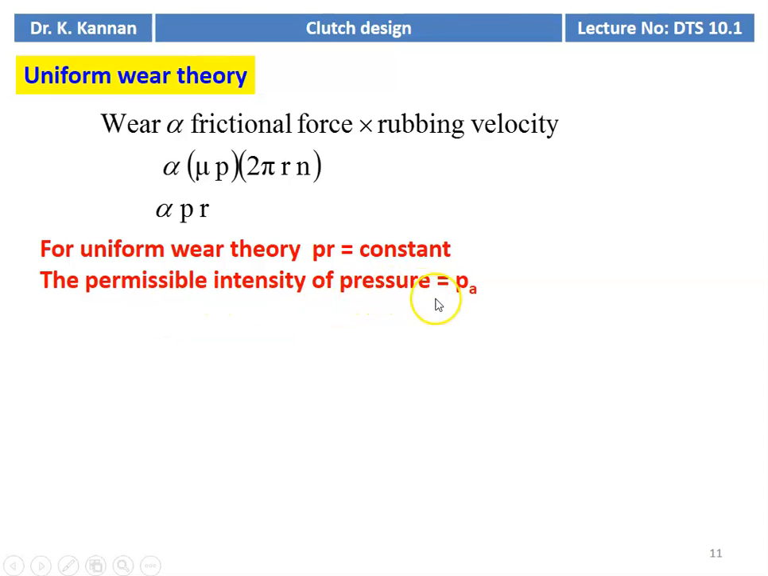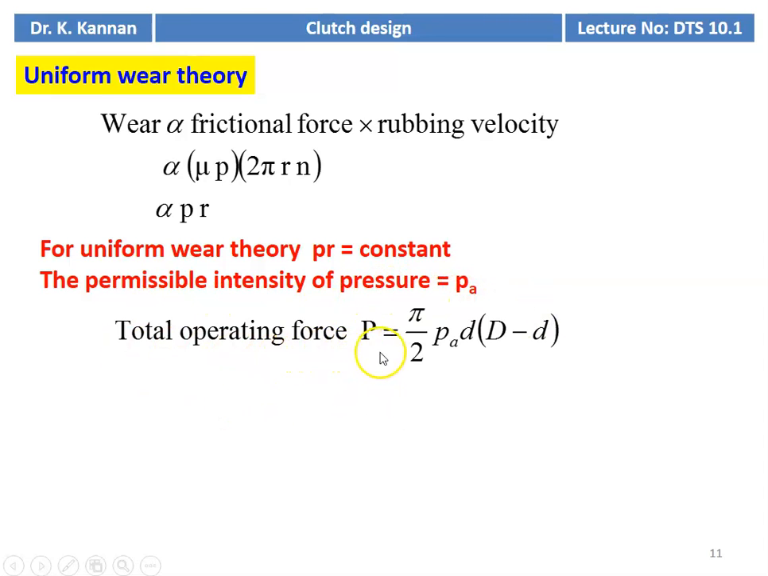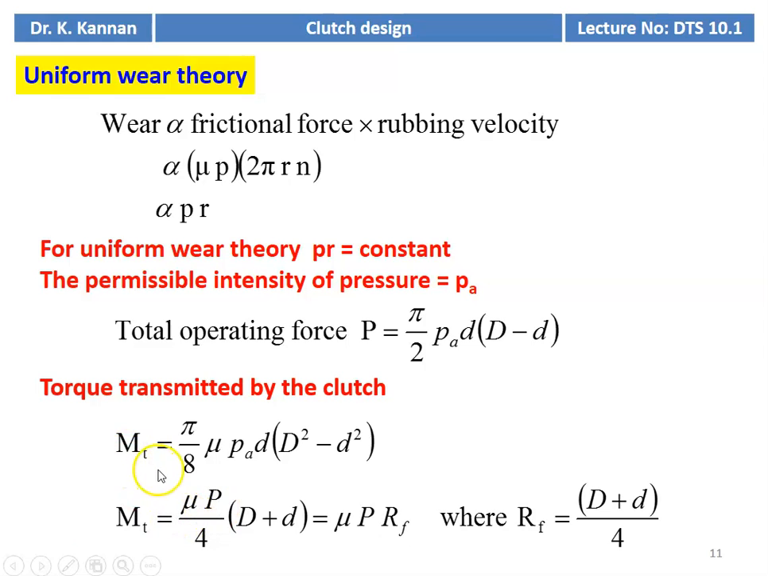So, the permissible intensity of pressure equal to P A. Then the total operating pressure P equal to pi by 2 P A d into (capital D minus small d). And the torque transmitted Mt equal to pi by 8 mu P A d into (capital D square minus small d square), and substituting capital P from the previous equation, Mt will be equal to mu into capital P by 4 into (capital D plus small d), which is equal to mu capital P into Rf. So, Rf is the reference radius, (capital D plus small d) divided by 2. This final equation is also important for calculating the torque transmitted by the clutch using uniform wear theory.